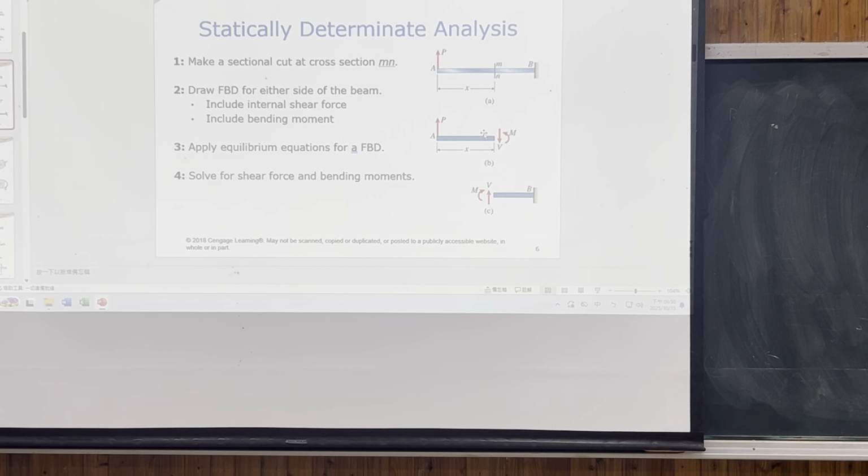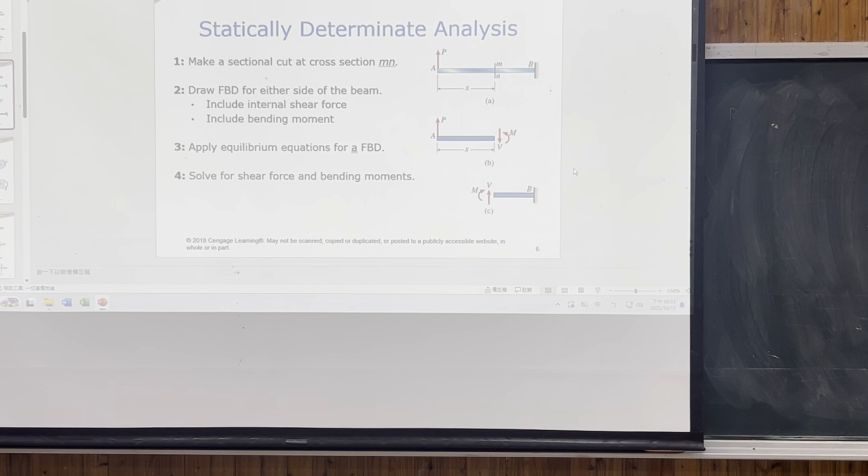So this is how we will draw a free body diagram in the statically determinate analysis. We get a cross section of Mn, and we assume there's shear and moment, and we can solve for the shear force and bending moment on the rest of the rod.